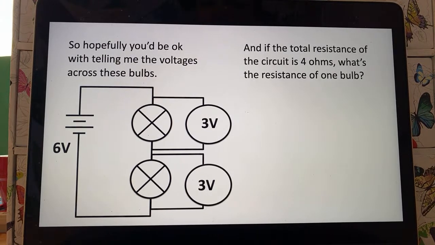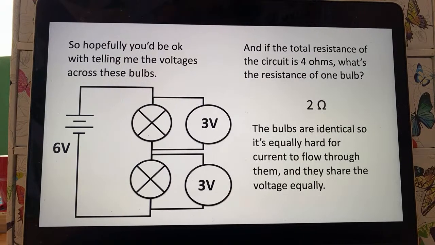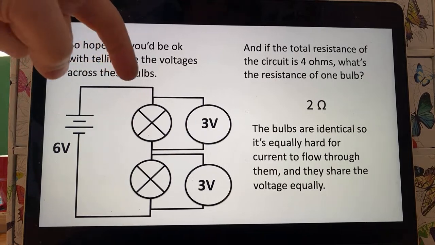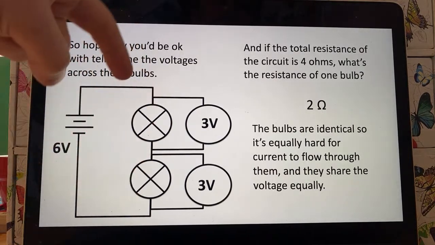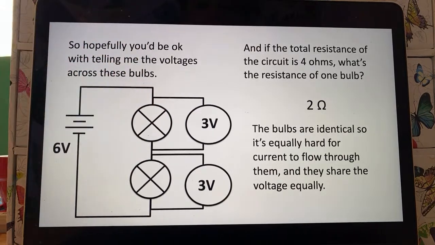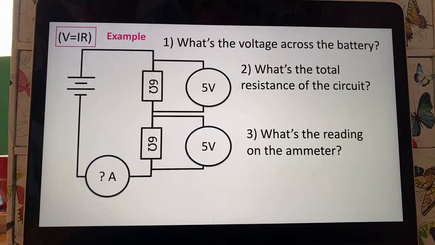And if I told you the total resistance of this circuit was 4 ohms, then what's the resistance of one bulb? 3, 2. The total resistance of the circuit is 4 ohms. What is the resistance of one bulb? It's, yes, 2. It's not a trick question, okay? Because the bulbs are identical, right? So it's equally hard for current to flow through them, and they're sharing the voltage equally. So obviously, 2 bulbs in series, it's harder for current to get through than just one bulb on its own. In fact, it's twice as hard, okay?